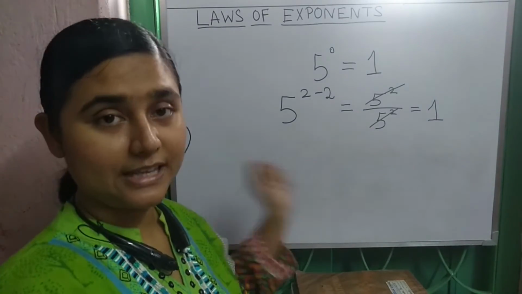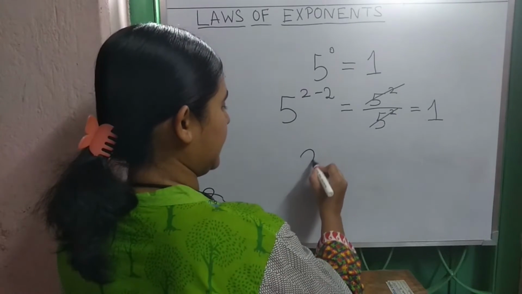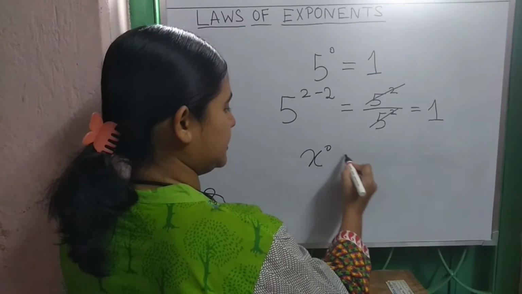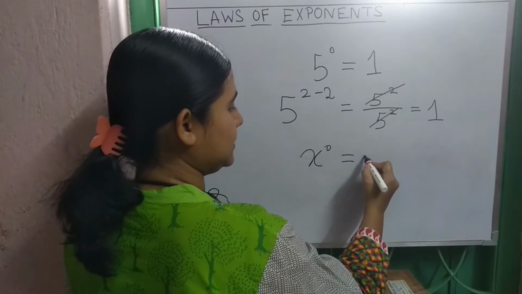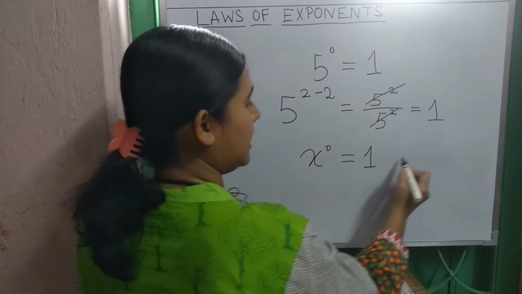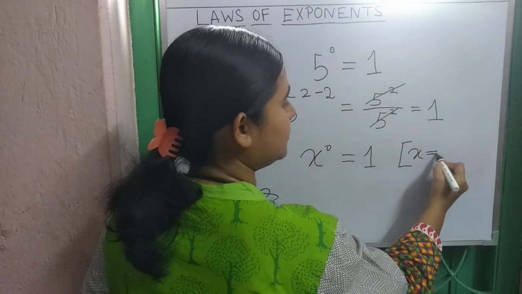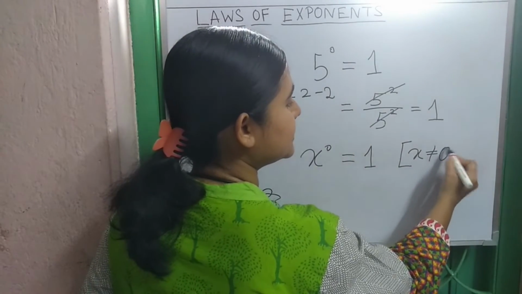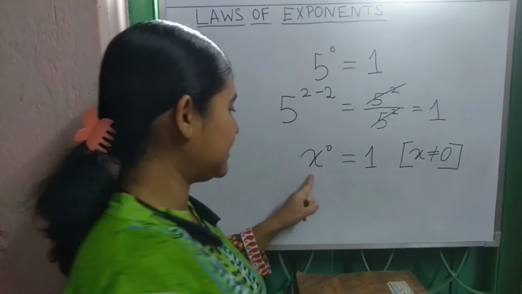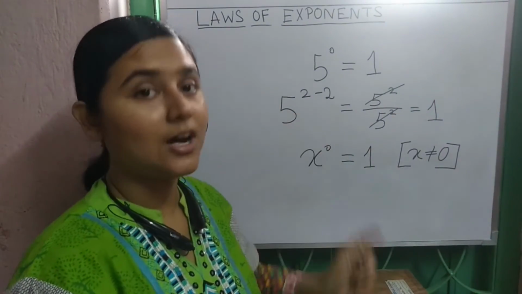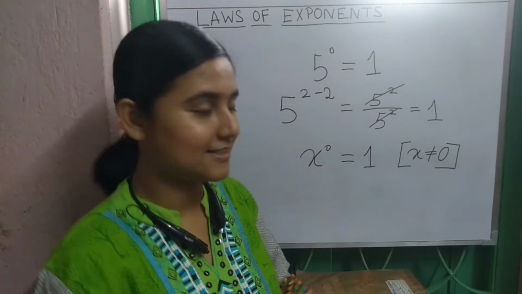So from here we can say that x raised to the power 0 is equal to 1, and x shouldn't be equal to 0, because 0 to the power 0 does not exist.